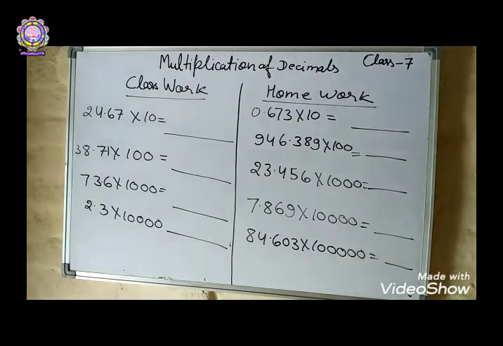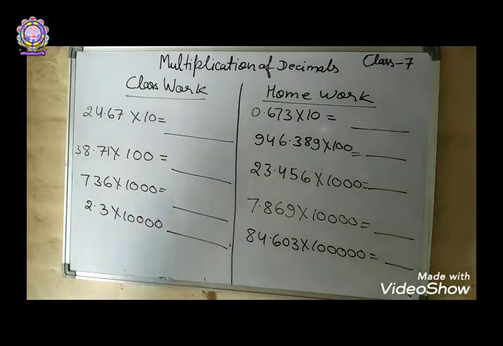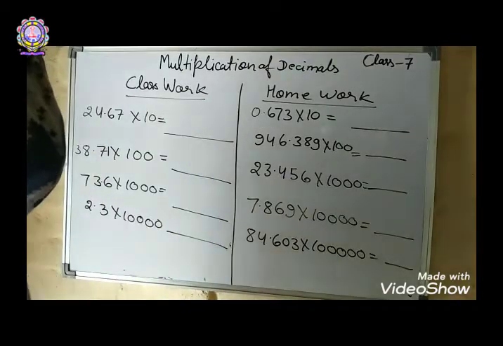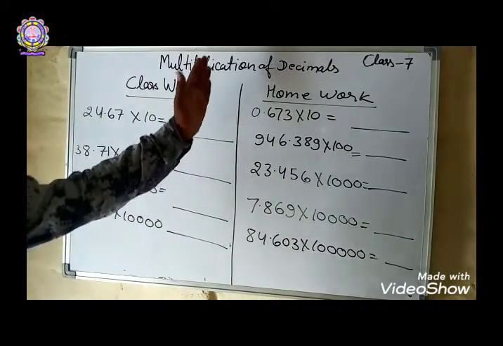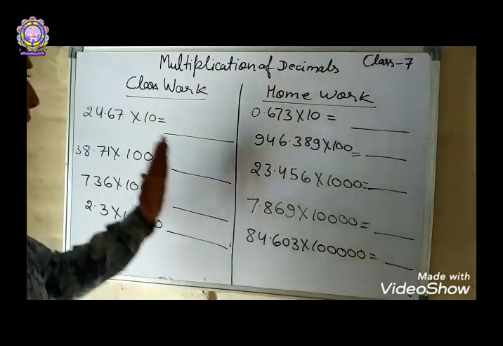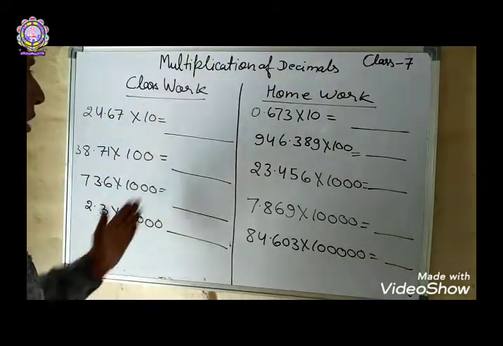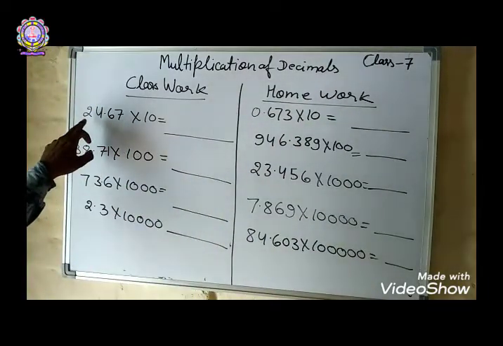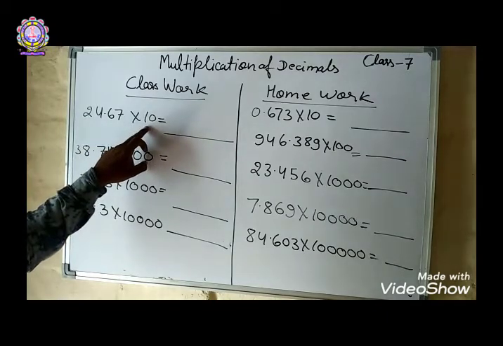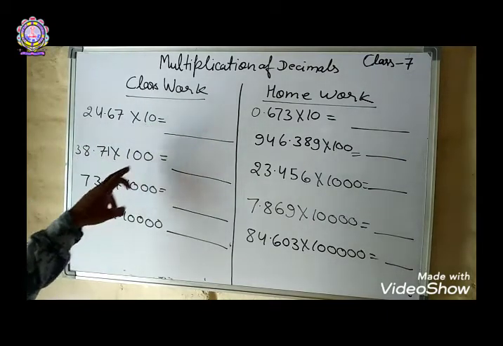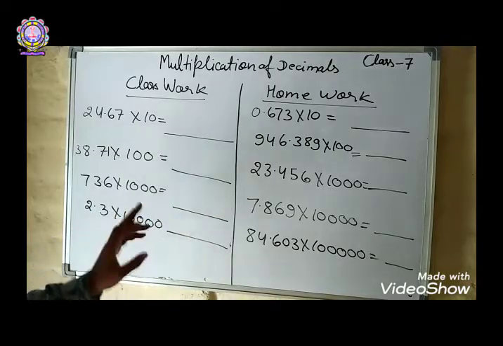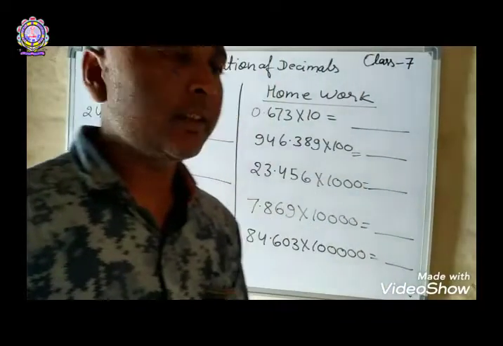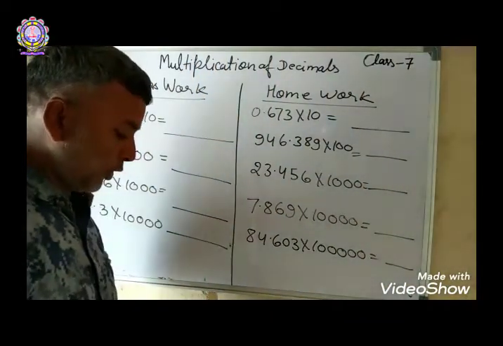Now, students, multiplication of decimals. Observe, I divide the whiteboard into portions. Left side classwork, and that is the homework. First, multiplication of a decimal by 10, by 100, by 1000, by 10,000s. First, we have to check it and how we do it.